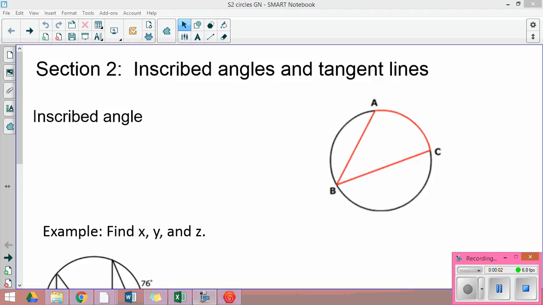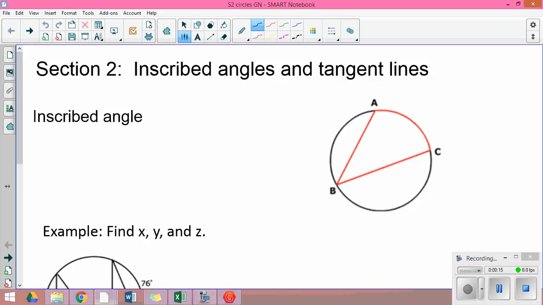In section 2 of the circle unit, we're going to talk more about some other interesting properties of circles and chords and tangent lines in those circles. So the first thing we're going to talk about is inscribed angles. And an inscribed angle is an angle inside the circle. The interesting point for this one is the vertex is on the circle.